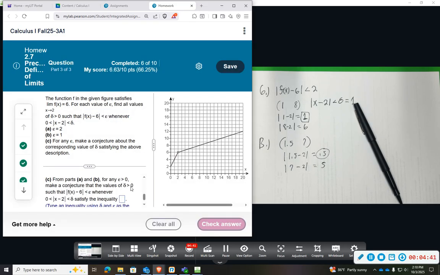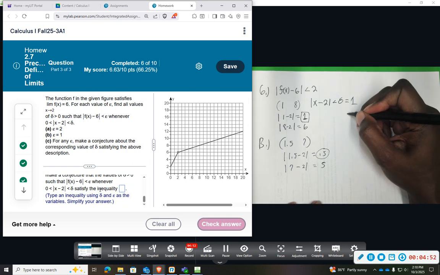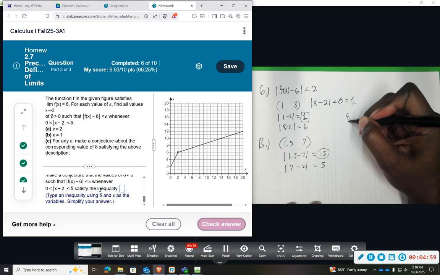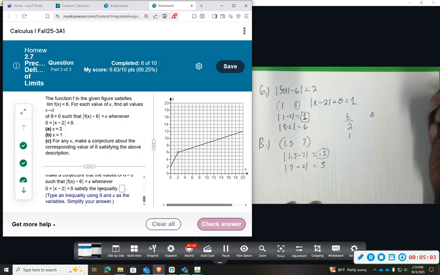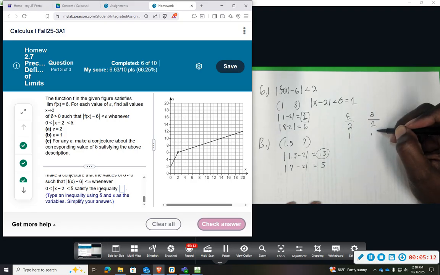All right, then here we want to make a conjecture about the values of delta, and then we're going to write an inequality. So if we compare these, we had 2 epsilon values, and we found 2 delta values. Epsilon was given to be 2 and 1, and then the corresponding delta that resulted from part 1 was 1, corresponding delta in part 2 was 0.5.